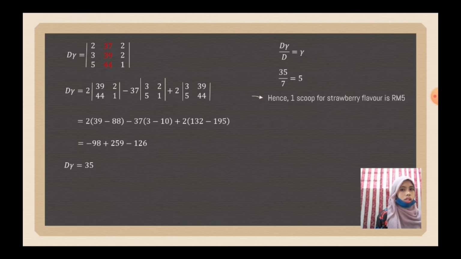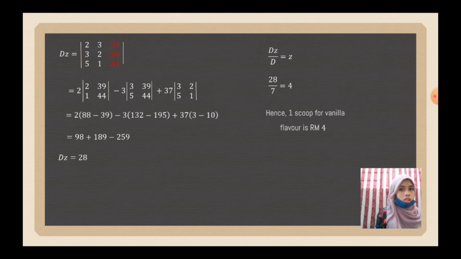Next is dy. For dy, we use the same method, but we substitute it into the second column. After we calculate it, we will get dy equal to 35. To get y, which represents the strawberry flavor, just determine d and substitute the value into this column. So we got this, and 35 over 7 is equal to 5. Hence we know 1 scoop of strawberry flavor is equal to 5 ringgit.